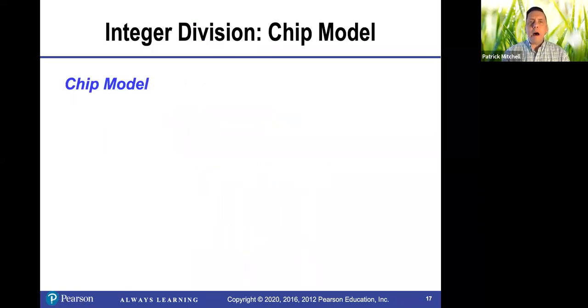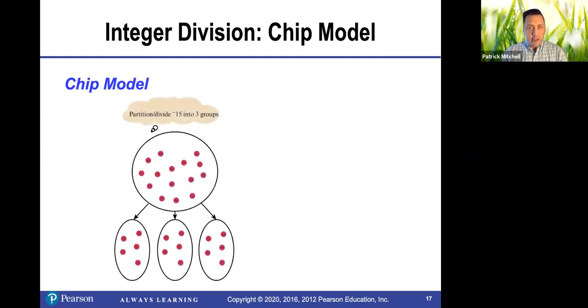All right, chip model for integer division. Here's an illustration using chips of negative 15 divided by 3. We're taking our 15 red chips, which represents negative 15, and dividing them into 3 groups. So notice each group has 5 red chips. So that's an illustration that negative 15 divided by 3 is negative 5.